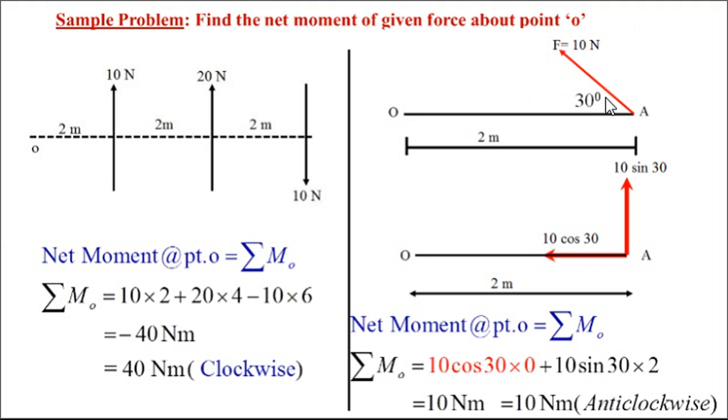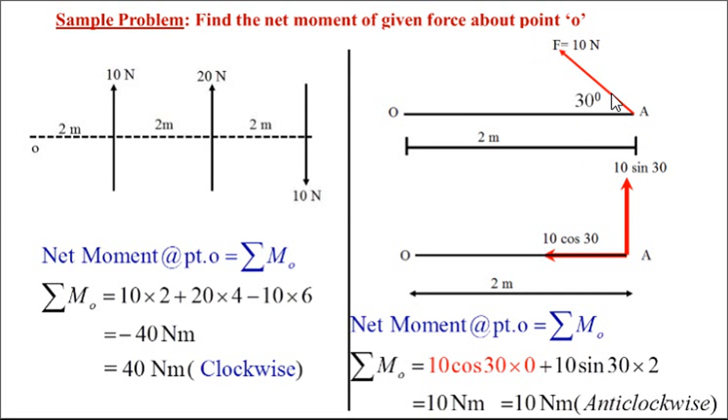So first step, whenever any force is inclined, you must split it up into two components from the point of application. So it is acting at point A. So this 10 Newton will be resolved into two components, 10 cos of 30 in this way.